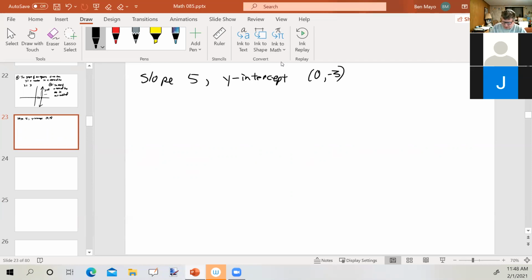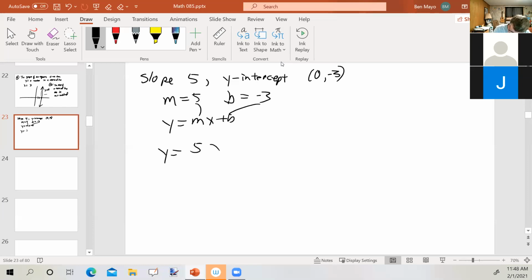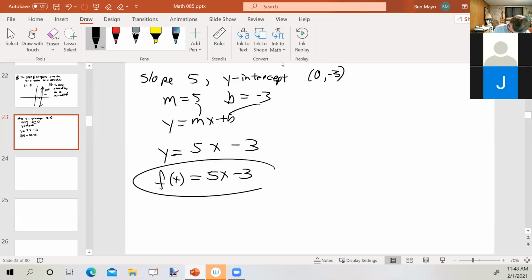I could write this information a different way. I could say that m is 5 and b is -3. So using y equals mx plus b, 5 goes there, -3 goes there, y equals 5x minus 3. But it said a linear function, so I'll write f of x equals 5x minus 3. So there's a linear function with a slope of 5 and a y-intercept of -3. Any questions about that problem?